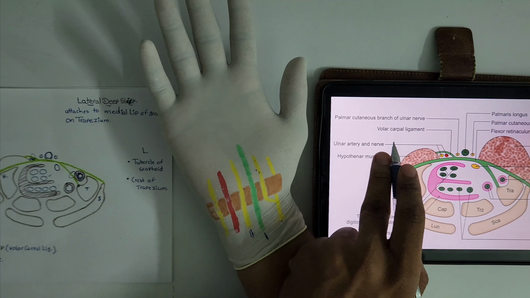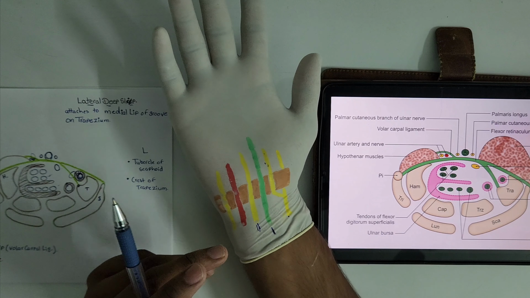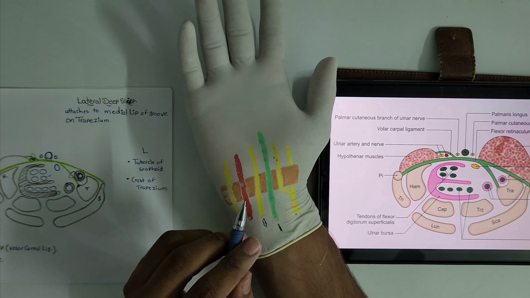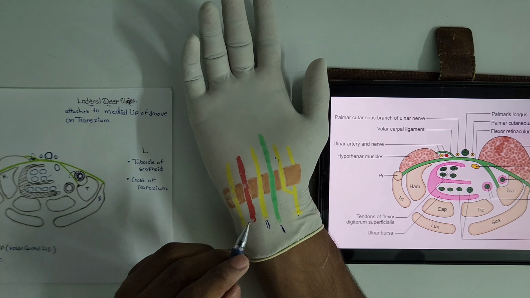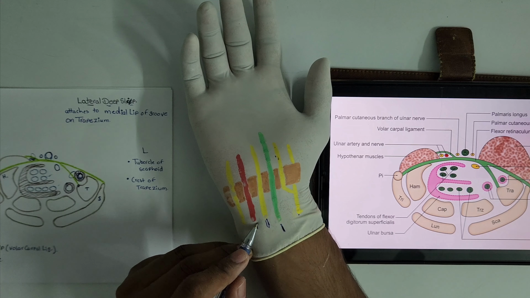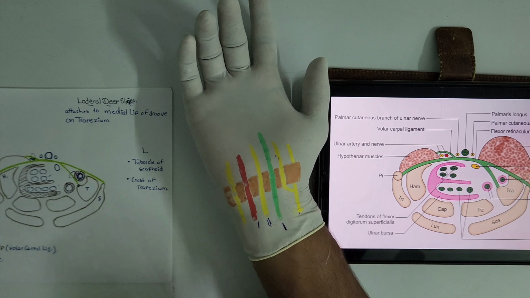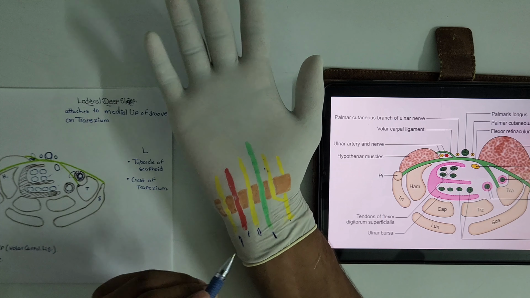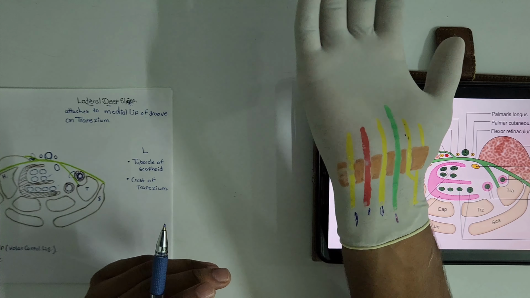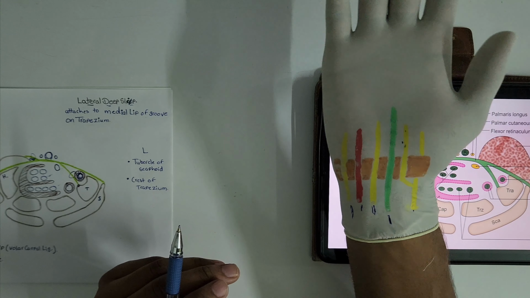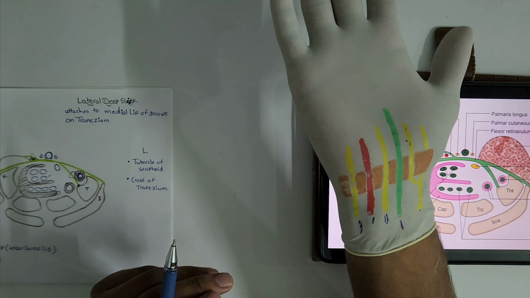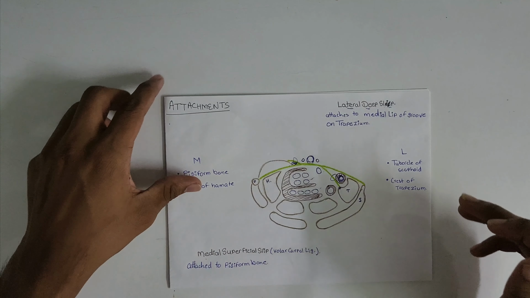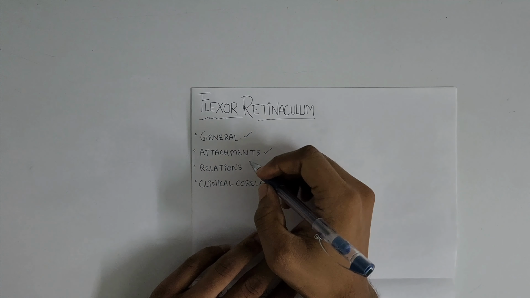Then beneath the volar carpal ligament, that is nothing but our medial superficial slip. So between this slip I have ulnar artery. This is the ulnar artery, and here I have the ulnar nerve. I hope you are able to appreciate and see what I am trying to show you. So done with the attachment relations.